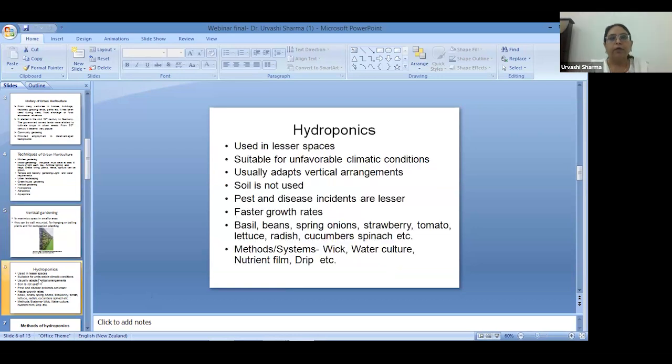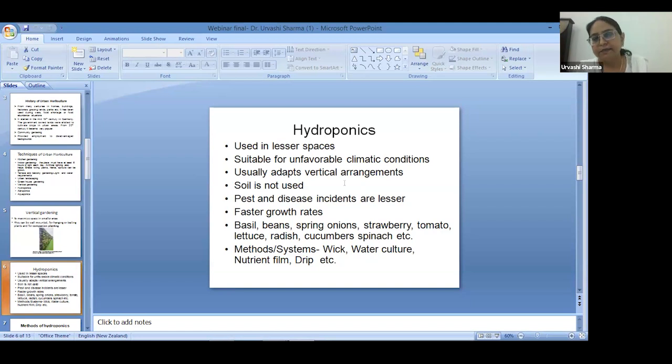Now let's talk about hydroponics. Again, it's a concept used in places where there is less space, and we can grow plants under unfavorable climatic conditions by providing them proper conditions like the temperature, proper carbon dioxide, proper nutrients, and they could be well monitored. And usually they adopt vertical arrangements so that more plants can be accommodated. Soil is not used because, as we all know, hydroponics is a system where we grow the plants through water. So the water acts as a medium to produce the plants.